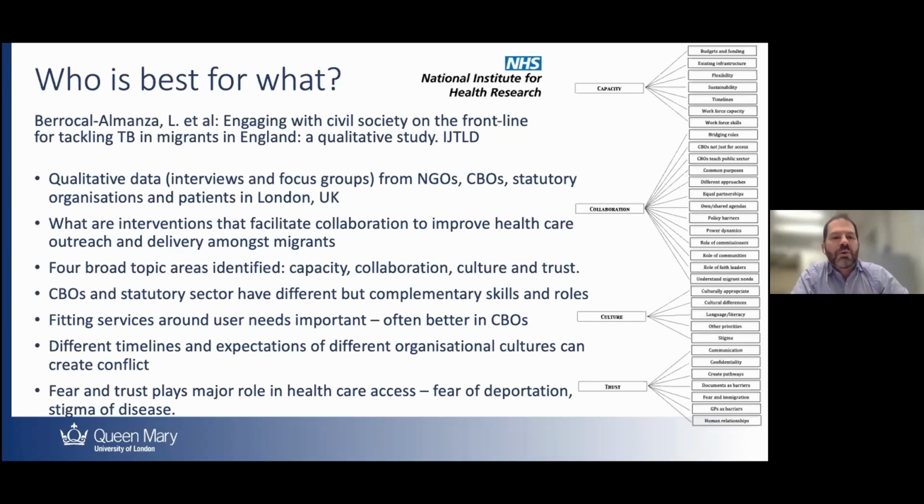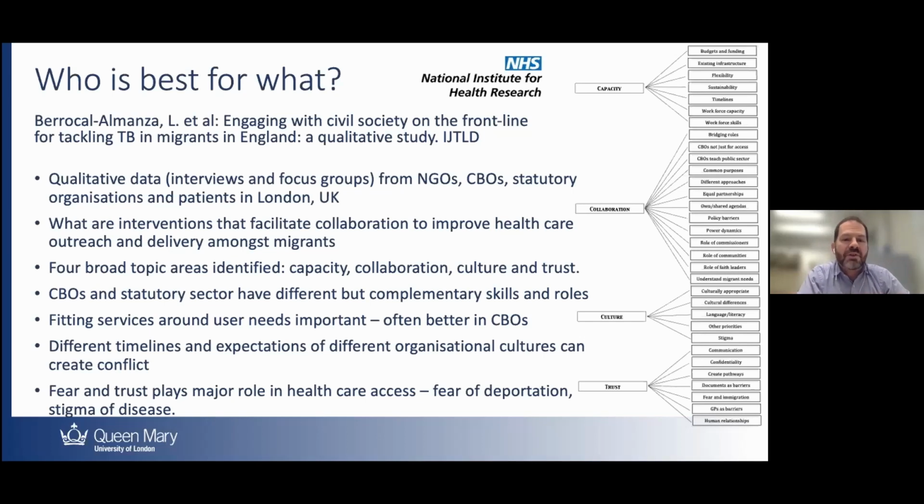We identified broad topic areas: capacity, collaboration, culture, and trust. We haven't got time, unfortunately, to go through all of them, but you see them on the right-hand side. I can share the slide afterwards. But basically, the sum total was that it came out quite clearly that community-based organizations, statutory sector, NGOs, they all have a role to play and have different complementary skills and roles, and we sometimes ignore this interplay.